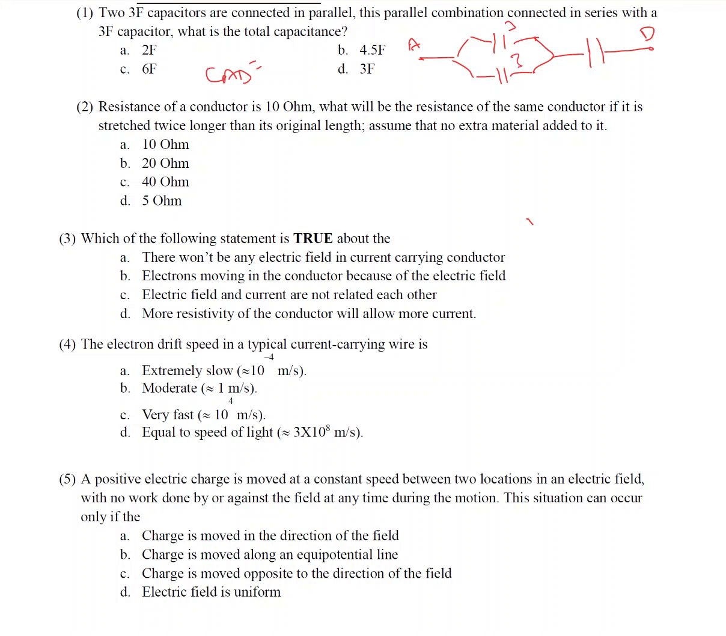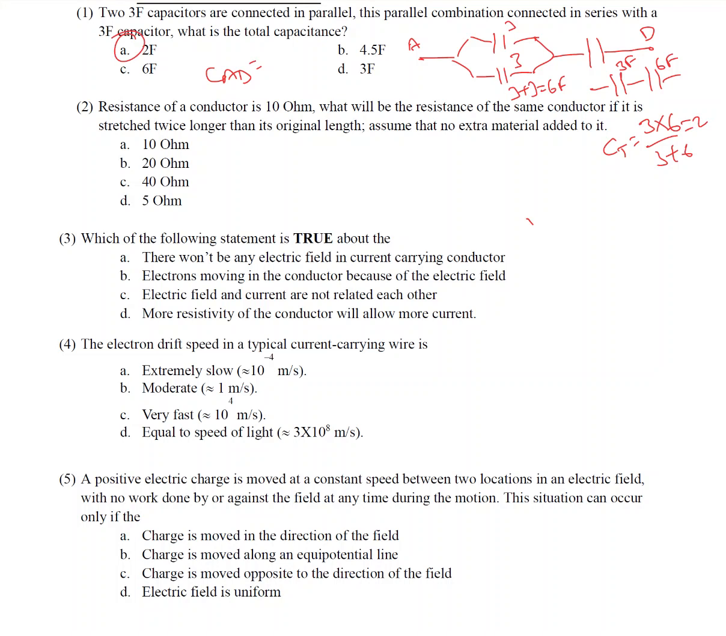So this is 3 farad, 3 farad. When two capacitors are in parallel, it's just a direct addition. 3 plus 3 is 6 farad. Now the 6 farad is in series with 3 farad. To find C total, you have to use the series formula, 3 times 6 over 3 plus 6. You will end up with a 2 farad capacitor.